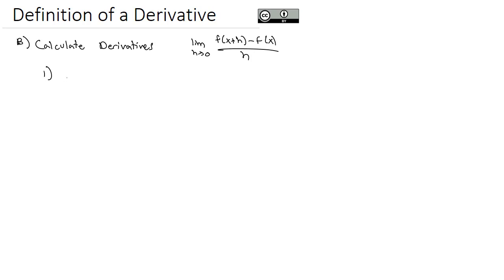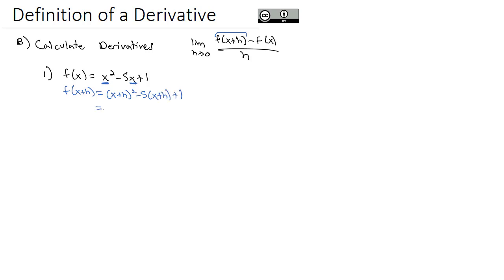So for example, if I have f of x equals x squared minus 5x plus 1, we can start working to find that derivative. One thing that I find is helpful is first figure out what f of x plus h is. So I'm going to do f of x plus h, which replaces each of the x's with an x plus h, giving me (x plus h) squared minus 5 times (x plus h) plus 1.